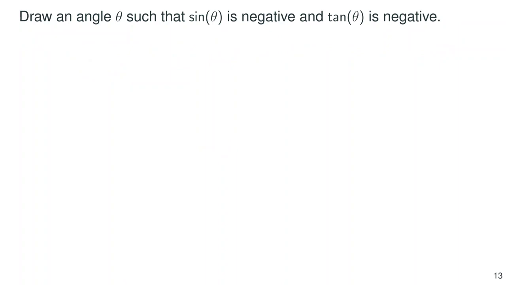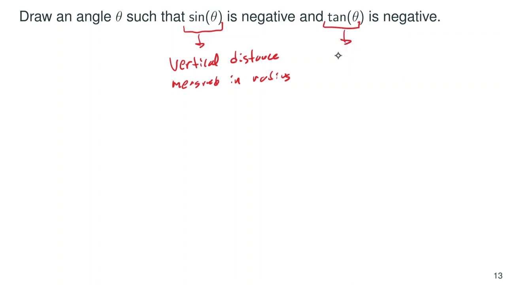Draw an angle theta such that sine theta is negative and tangent theta is also negative. So here, let's review what sine theta represents. It represents vertical distance measured in radius length, right? Tangent represents the slope of terminal ray.